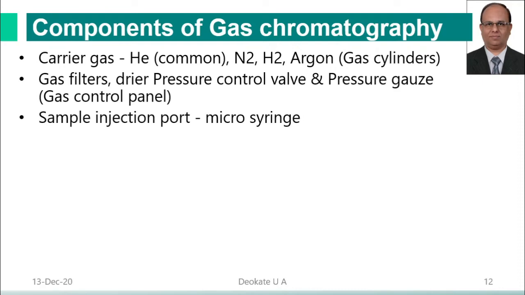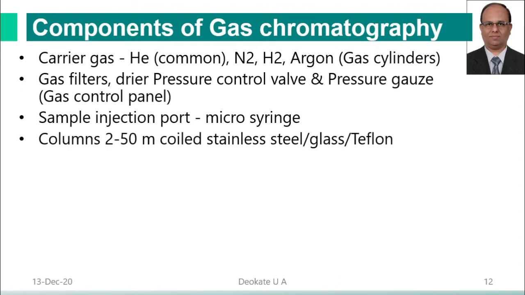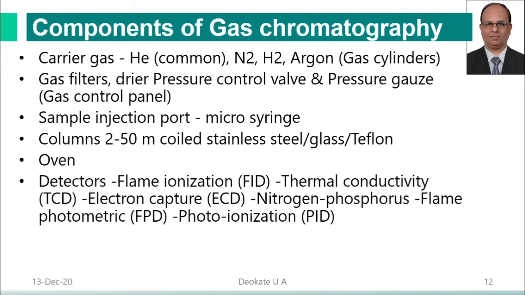The next is the sample injection port, where we inject the sample by using a micro syringe or the autosampler. Then next is the column, which may be a 2 to 50 meter long column, and to keep it together it is coiled. The column is made up of stainless steel, glass, or Teflon. A separate oven is provided for the sample injection port, column, and detector. So the oven is the most important component of the gas chromatographic system.